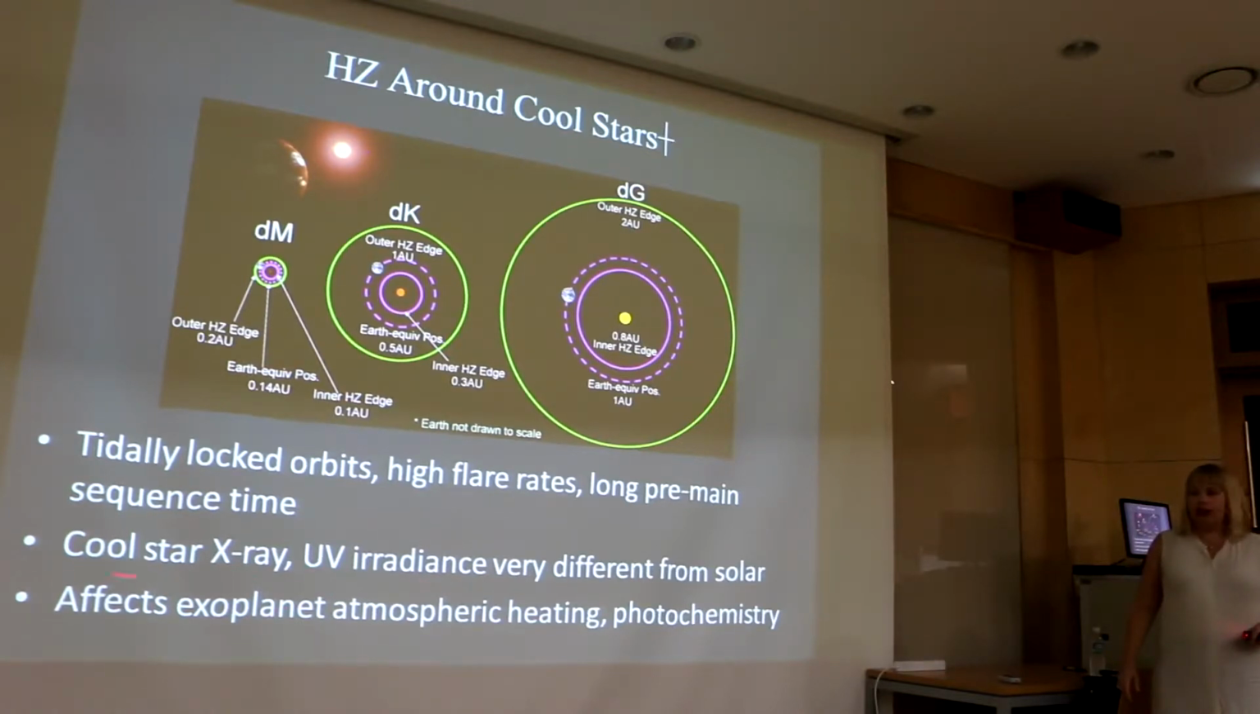What we've been doing in our program is looking at this part. The high energy spectrum of an M star is not like that of the Sun, and that has important implications both on how much the exoplanet atmosphere may be heated and also what type of photochemistry occurs in the atmosphere of the planet.